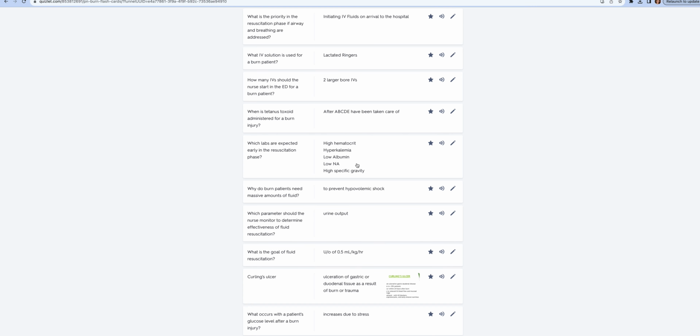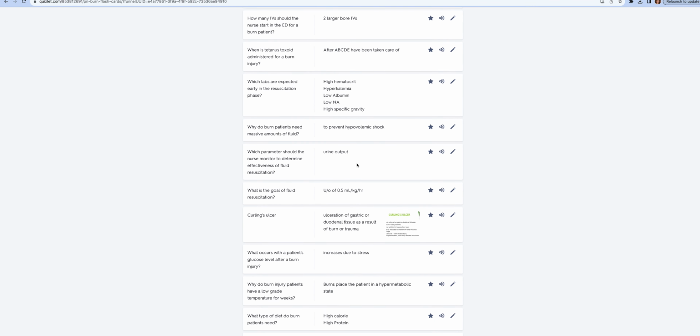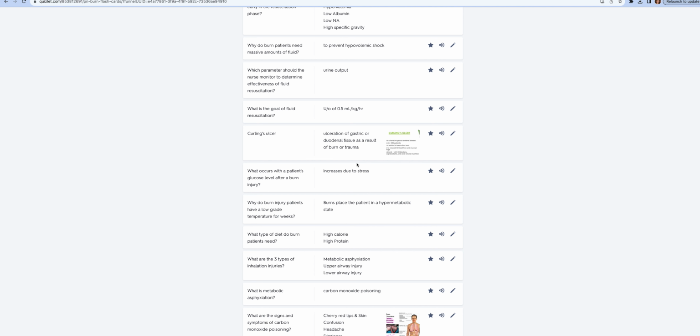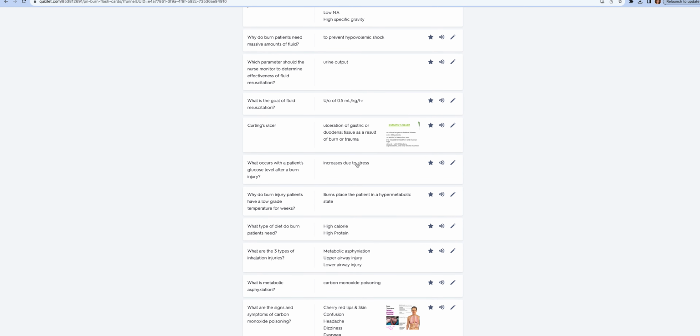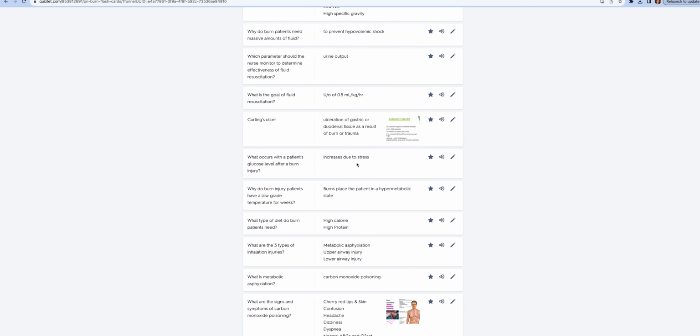Now, patients that have significant burn injuries are going to be at risk for Curling's ulcer. It'll develop 24 hours after the burn injury, and that's a stress ulcer, and they're going to need to be put on GI prophylaxis for that, so like a PPI or an H2 antagonist.